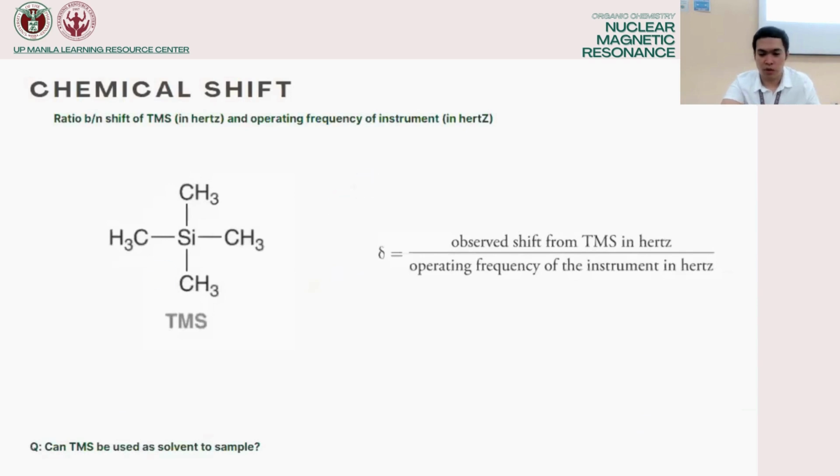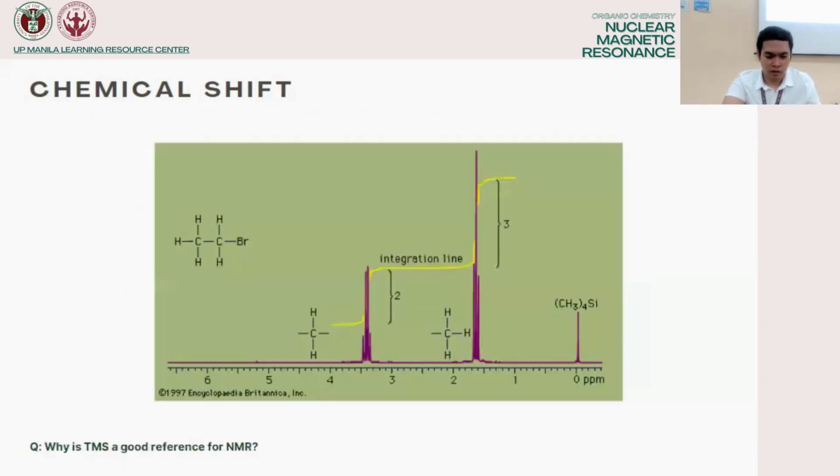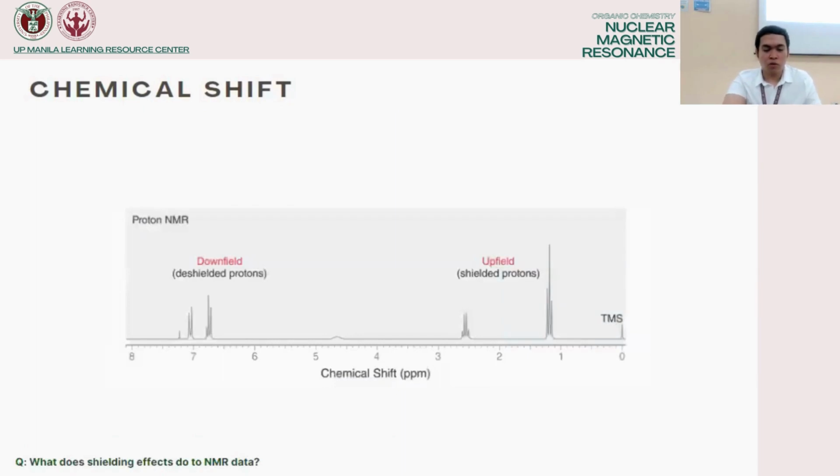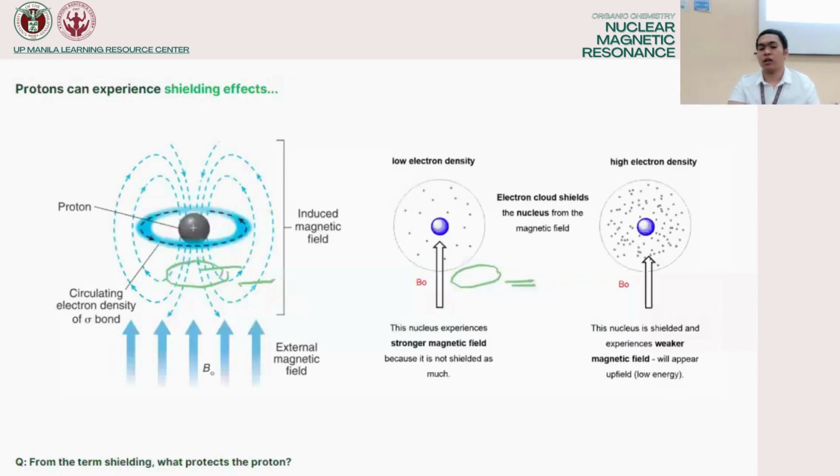Okay. Baka may nakalimutan lang ako. So, syempre, okay, yun ang TMS. So your nucleus can be shifted upfield or downfield. So anong difference ng upfield and downfield? So yan na po ang sinasabi ko kanina. So si upfield, ang protons mo ay shielded, while downfield, deshielded protons. How does that happen? Ayan. So that is shielding effects.